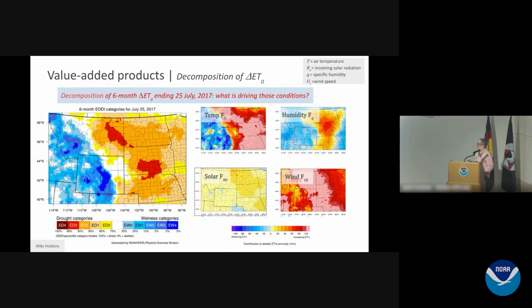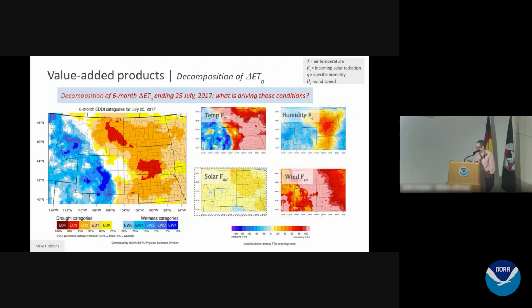But this is what it looks like mapped out. This then is July 25th, the Northern Great Plains flash drought again. You can see the 6-month EDDI categories on the left-hand side. And on the right-hand side, there are the 4 maps, one for each of those terms. The contribution from temperature is obviously very large. Sorry, down here, you can't see my cursor, the scale is actually just in depths, because the anomaly is expressed in millimeter depths of water. And you can see obviously temperature and wind speed play a huge role in driving this drought at that time scale. Humidity also, but less so. And solar radiation pretty much had no impact. But this is obviously just for this drought, just in this region, just for this season.